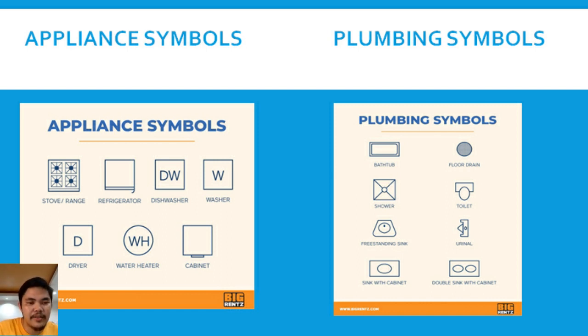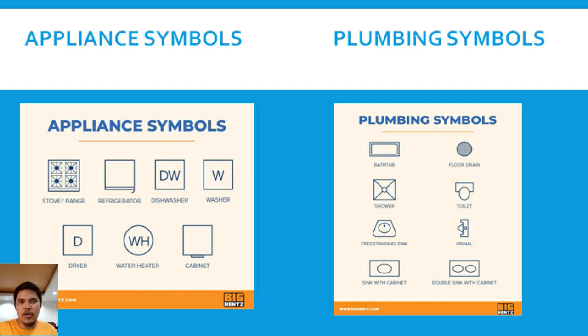Another, dishwasher, washer, we have the dryer, water heater, and cabinet. Marami pa yan. These are the common. And then next we have the plumbing symbols. We have bathtub, floor drain, shower, toilet, freestanding sink, urinal, sink with cabinet, double sink with cabinet. So that is for appliance symbols and plumbing symbols.